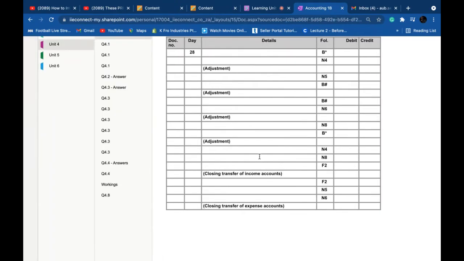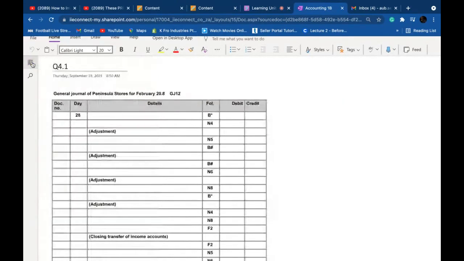Under the required, it says, show how the adjustments and closing transfers would be recorded in the general ledger accounts on 28 February 2008. And then second bit, they say, show how the adjustments and closing transfers were journalized before the posting to the ledger was done. Okay, as you guys know, we're going to start with how it was done in the general journal, and then I'm going to show you everything else. Okay, show the effect of the adjustments on the financial statements. Okay, we're also going to see the effects of those adjustments.